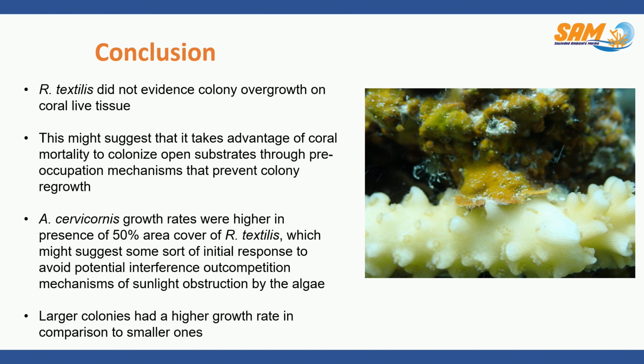So Acropora cervicornis growth rates were higher in presence of 50% area cover of Ramicrusta textilis, which might suggest some initial response to avoid potential interference or outcompetition mechanism of sunlight obstructed by the algae. Larger colonies had a higher growth rate in comparison to small ones.